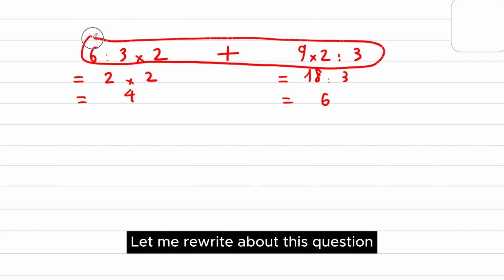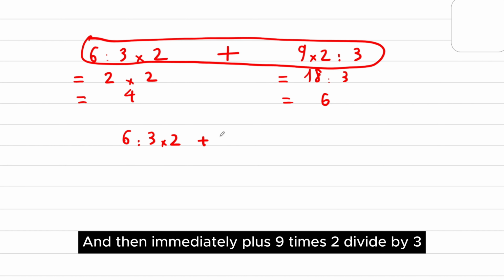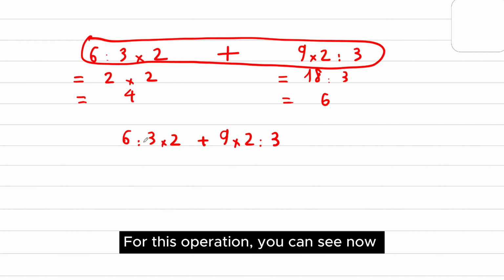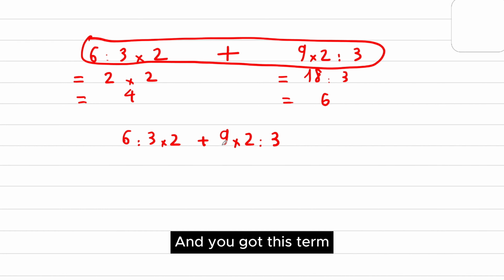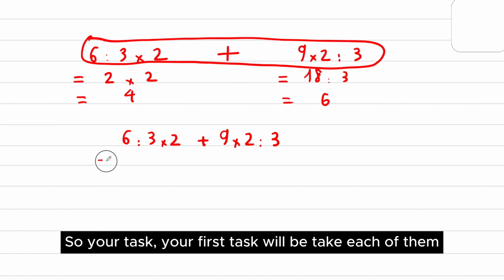Let me rewrite this question. You got 6 divided by 3 times 2, and then immediately plus 9 times 2 divided by 3. For this operation, you can see you have this term and this term, each including only multiplication and division. So your first task will be to take each of them first.